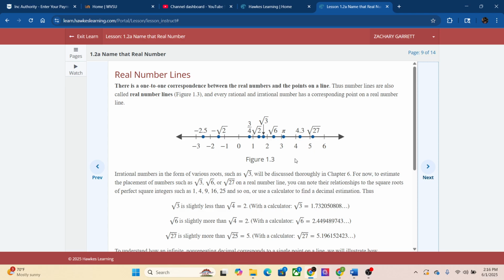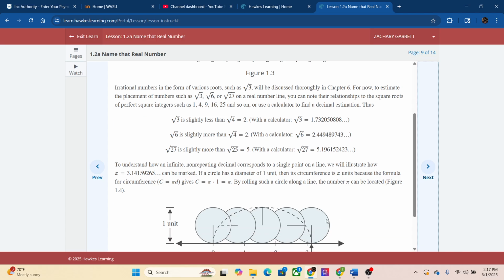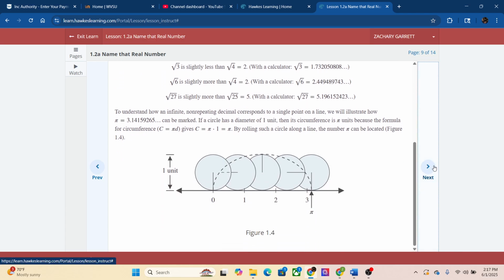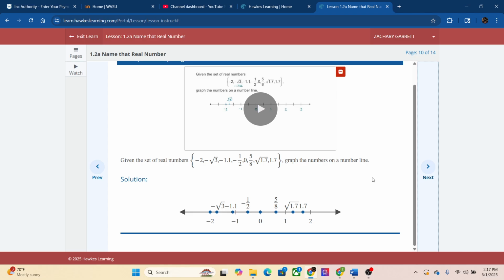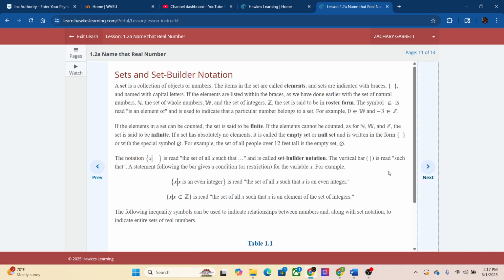Real number lines. There is a one-to-one correspondence between the real numbers and the points on the line. Thus, number lines are also called real number lines, and every rational and irrational number has a corresponding point on a real number line. Graphing real numbers. Let's skip this.